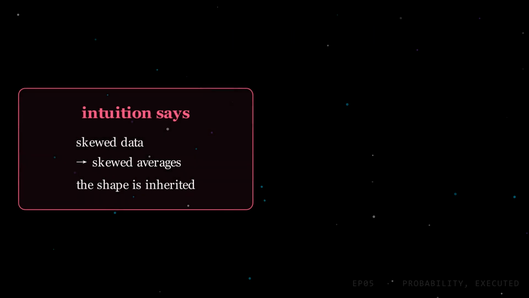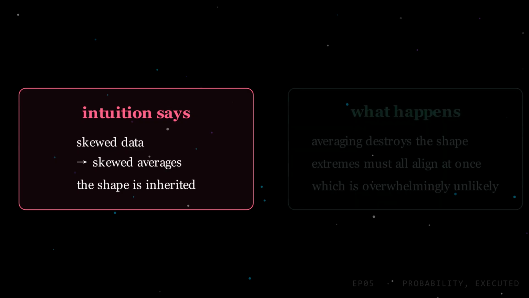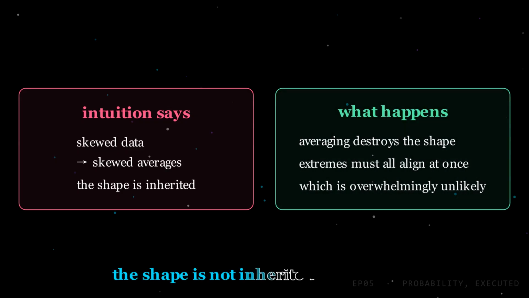And this is exactly where intuition goes wrong. People assume that if the underlying data is skewed, the averages will be skewed too, that the shape somehow gets inherited. It doesn't. The averaging process actively destroys the original shape, because for an average to land far from center, many independent values all have to be extreme in the same direction at once. And that's overwhelmingly unlikely no matter what shape they came from.